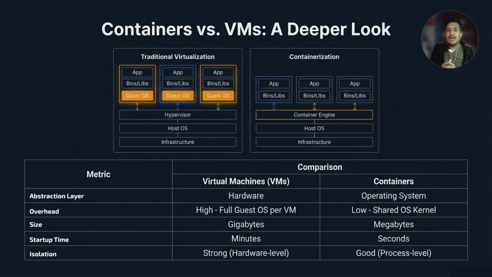Startup time. VMs take minutes to boot. Containers start in seconds given that the engine, or the Docker engine as we say, is already running in the background as a process. Isolation. VMs offer strong hardware level isolation. Containers offer good process level isolation. This means that multiple containers can share resources of the same hardware. Whereas in virtual machines, if an amount of RAM is allocated to a virtual machine, no other virtual machine can utilize that part of RAM.